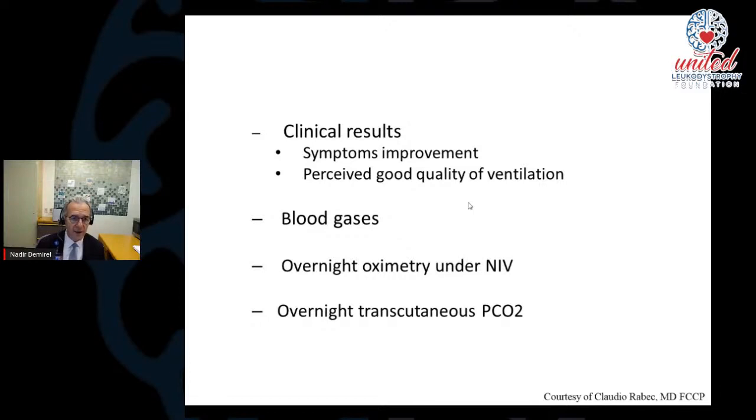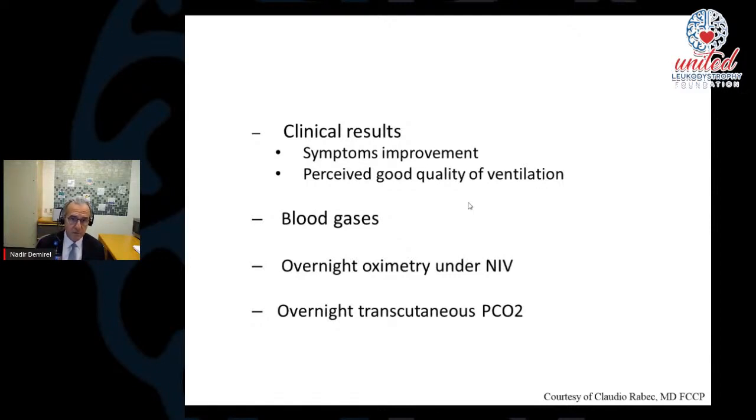Again, improvement in blood gases. As I mentioned before, blood gases are not the most reliable tools. Overnight oximetry under non-invasive ventilation at home. This is an easy tool that we can use. But again, it's just going to give one aspect of the problem, which is low oxygen. And if it's not impressive before non-invasive ventilation, it's not going to be helpful after you start non-invasive ventilation.